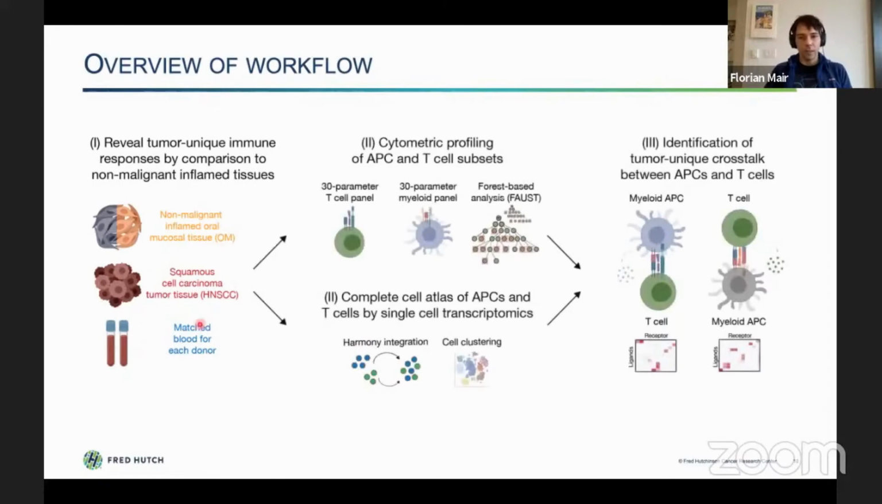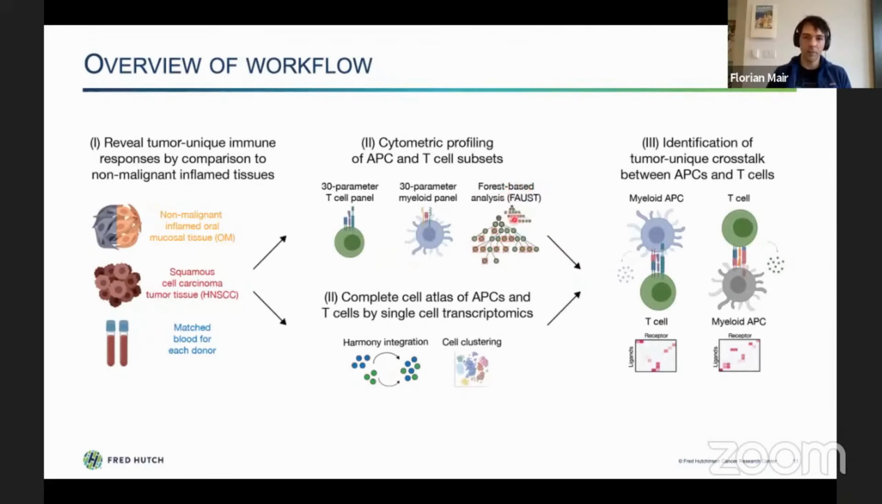Then we pursued basically two parallel analysis approaches. We tried to do a comprehensive cytometric profiling of all antigen-presenting cell and T cell subsets in these samples using a 30-parameter T cell panel and a 30-parameter myeloid panel, which back then felt great. By now we are a little outdated, but working on it. And we deployed various computational analysis pipelines.